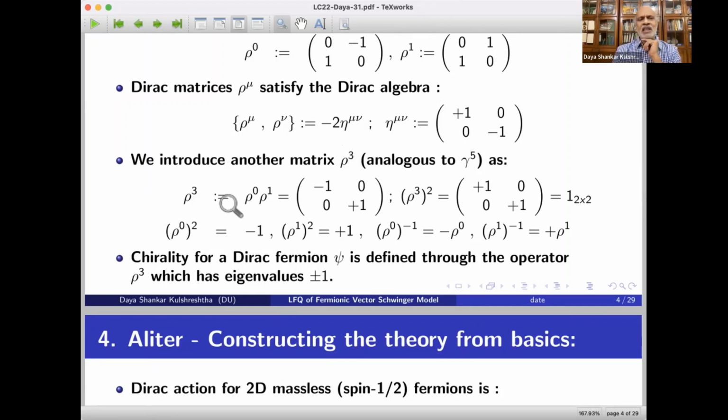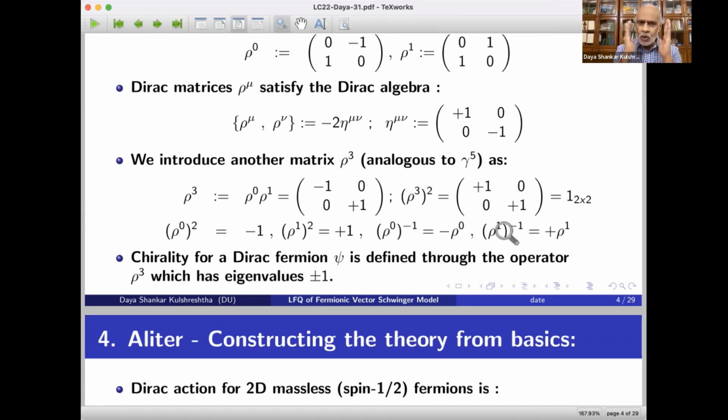And rho 3 is our usual matrix analogous to gamma 5. So chirality for a Dirac fermion psi is defined through the operator rho 3, which has eigenvalues ±1. And we also notice here that rho 0 squared is -1 and rho 1 squared is +1, so that the inverses of rho 0 and rho 1 exist.